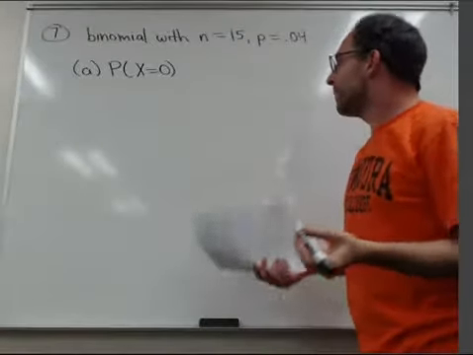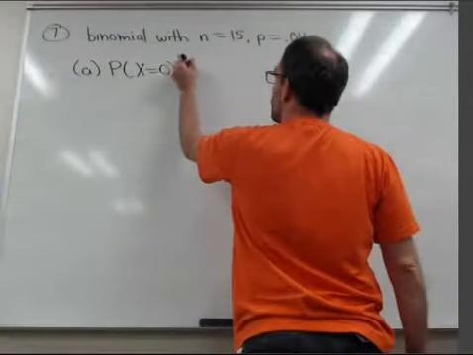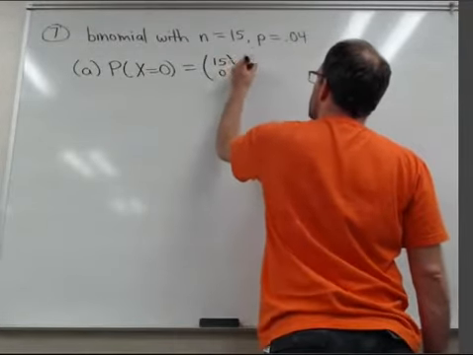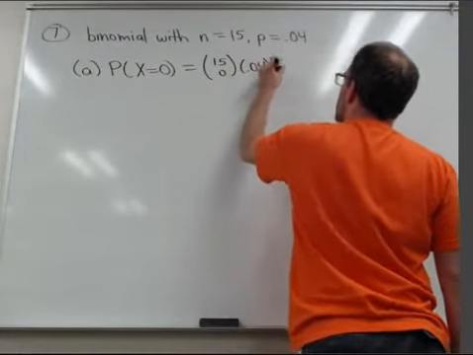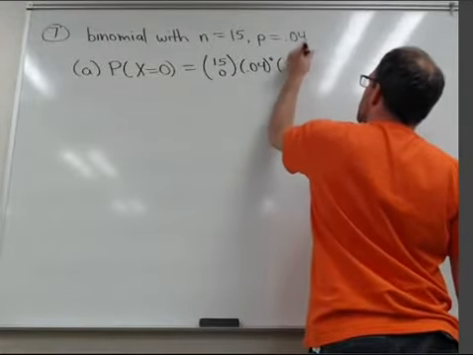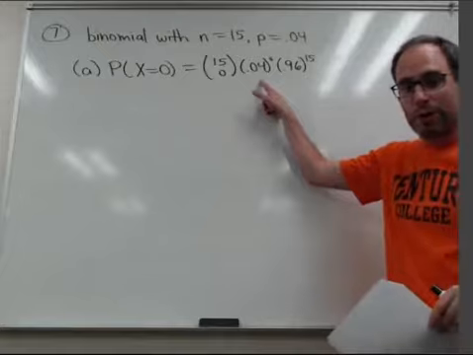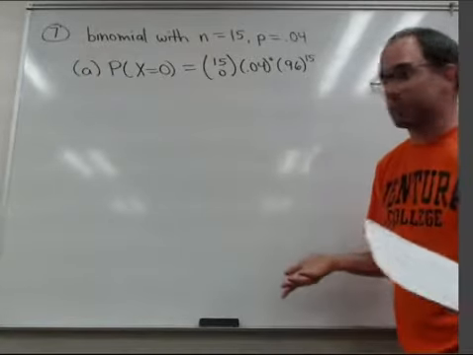Okay, well then we can follow along with the formula. This one will be pretty fast, because this is going to be 15 choose 0 times 0.04 raised to the 0 power times 0.96 to the 15th power. But anything raised to the 0 power is 1, right? That's just an algebra thing.